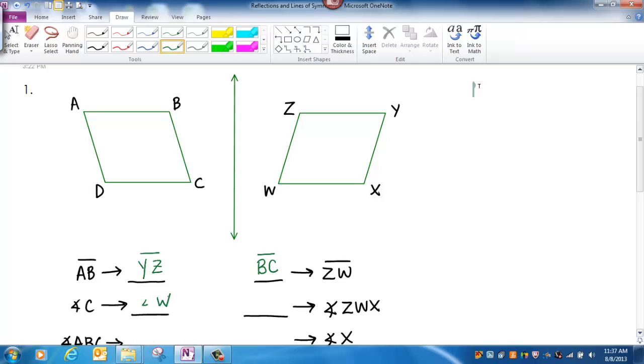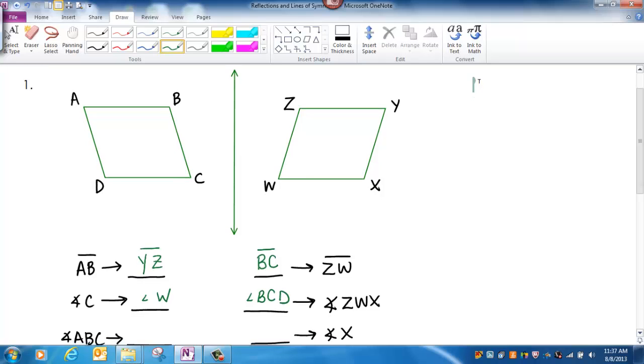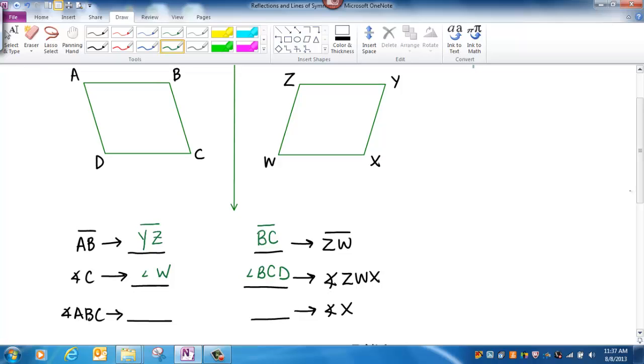Okay, and then what angle is going to correspond to angle ZWX? Well, that would be angle BCD. Okay. Angle ABC, that's going to correspond to angle YZW. And then the next one, what angle is going to correspond to angle X? Well, that would be angle D.